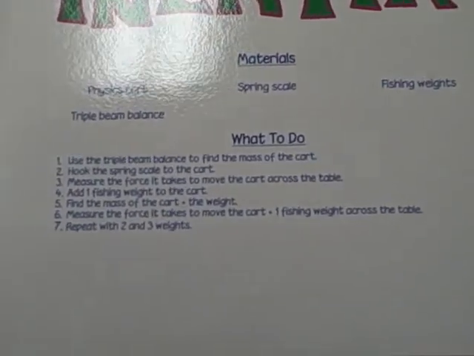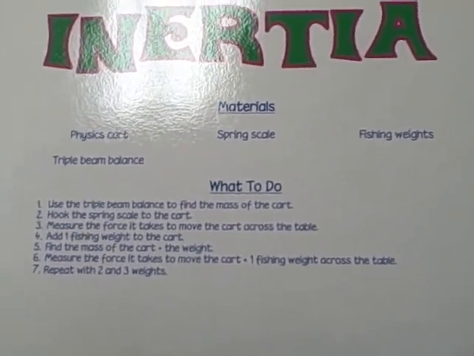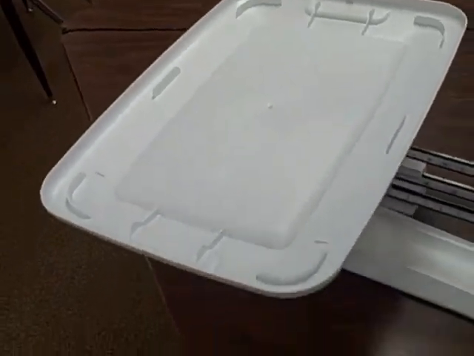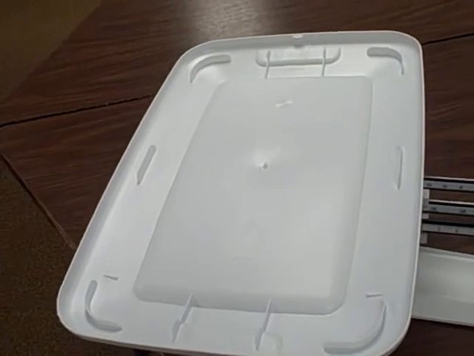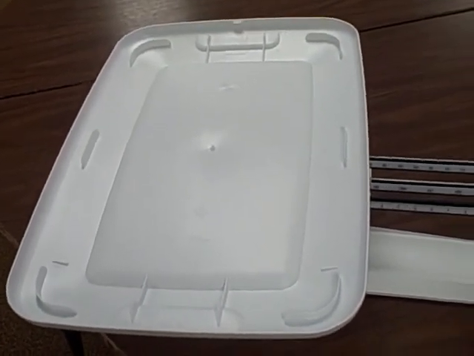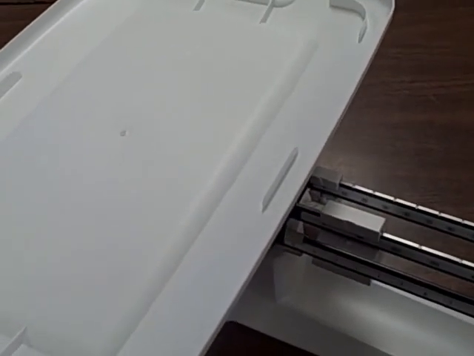Now the inertia station says that we need to have a physics cart, a triple beam balance, a spring scale, and fishing weights. Now we're going to do a makeshift here and use, I'm going to use just this container top, just to show you that you can use different things. You don't have to have exactly what's on there. So we're going to use this container top, and first off they ask you to find the mass of the top, and you record that on your paper, and then you're going to measure the force it takes to move it across the table.